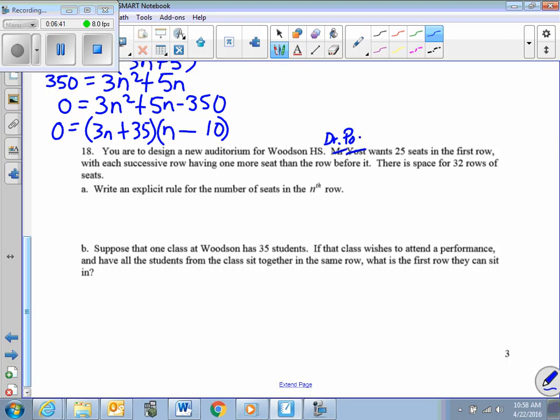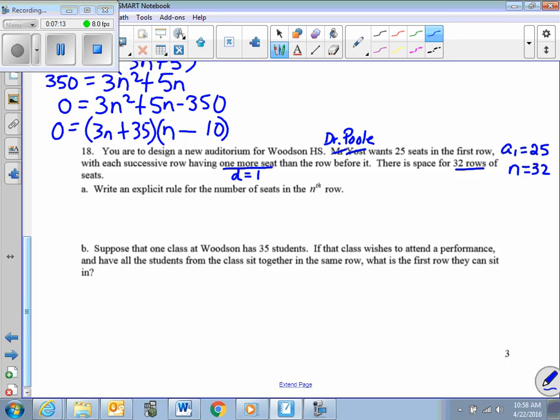Dr. Poole wants 25 seats in the front row. So let's figure out, that would be A sub 1, right? A sub 1 is 25, with 25 seats in the first row, with each successive row having one more seat. That tells me that D is 1. There is space for 32 rows. So that means N is 32.